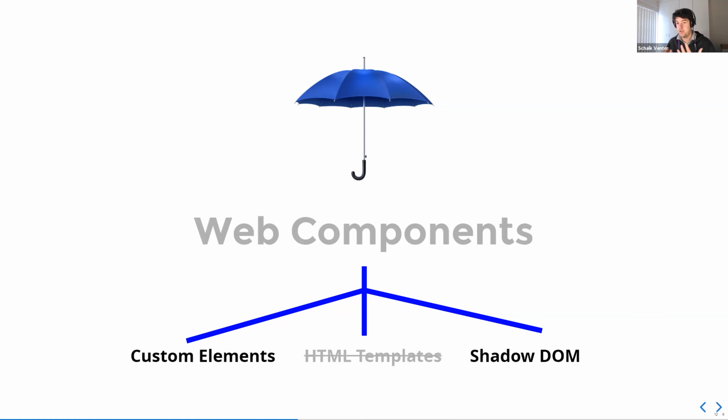And then lastly, the shadow DOM. I'm going to be talking about the shadow DOM, and I'm going to be talking about custom elements. These are generally considered the three pillars of what we consider web components. But there are two other things that I also consider part of the discussion around web components and what makes this concept powerful.